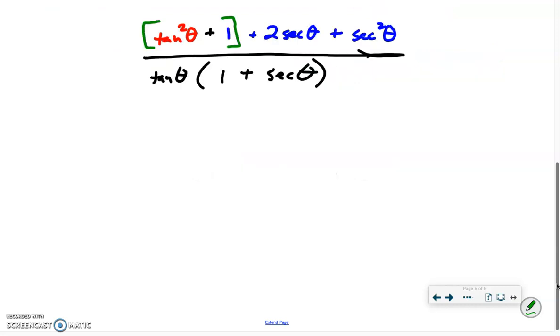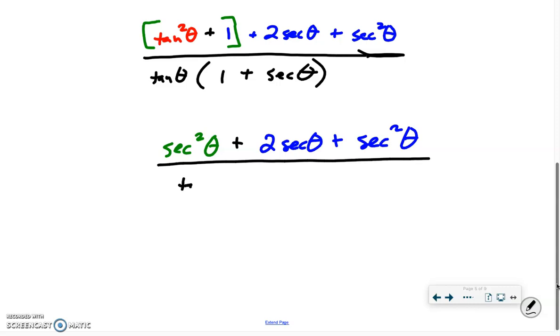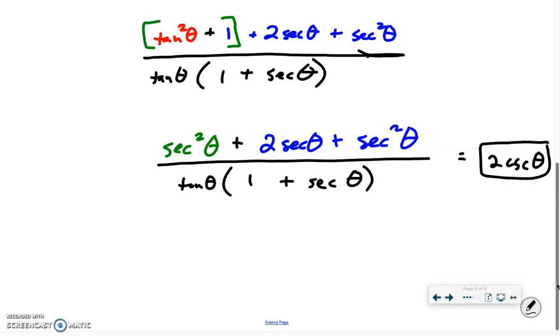So in place of tangent squared plus 1 up in the numerator, I'm going to rewrite that as, well, that's just simply secant squared theta. The rest of this is going to stay the same. Plus, again, we have 2 secant theta plus secant squared theta, all of which is over tangent theta times 1 plus secant theta. Now, we don't want to lose sight of the fact that my target, what I'm trying to get to, is 2 cosecant theta. That's what we're trying to get to over here on this right side. So, we still have some work to do.